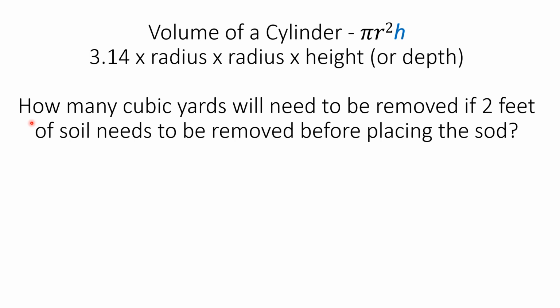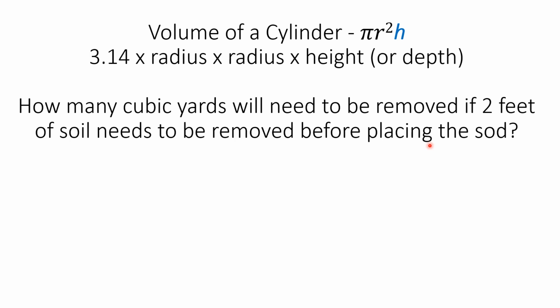Let's just say that we had to remove 2 feet of topsoil from that area before we put our sod down. Maybe there was some issue with the soil, and the owner asked us to take that out and replace it somehow with some better soil. Well, that's fine. So how many cubic yards will need to be removed if 2 feet of soil needs to be removed before placing the sod?